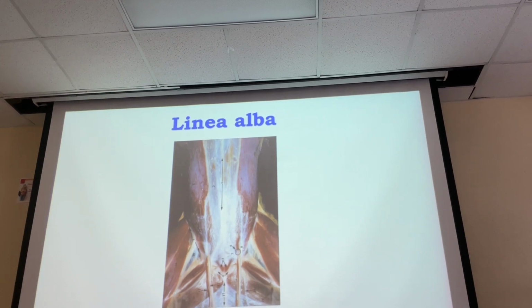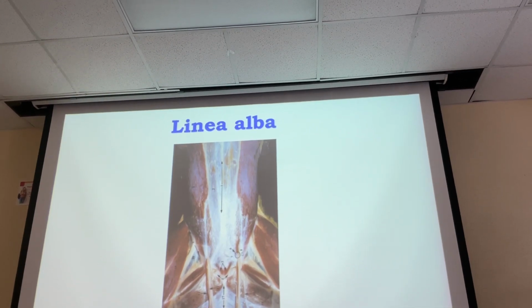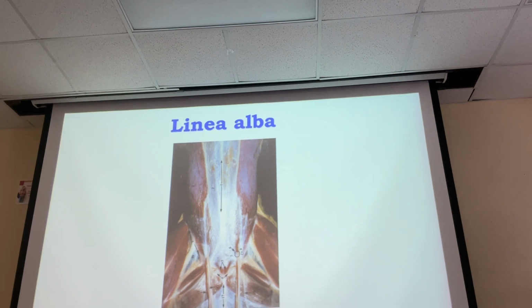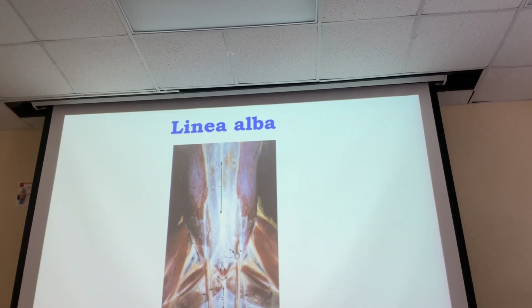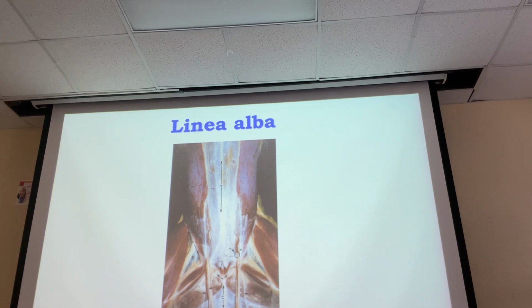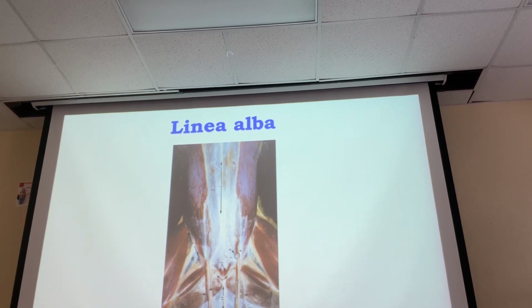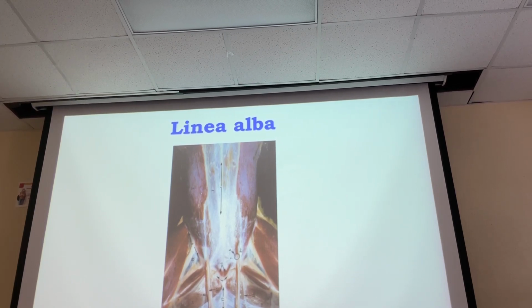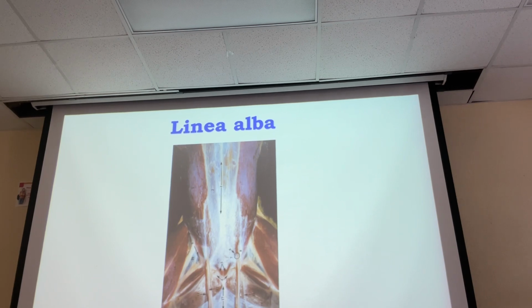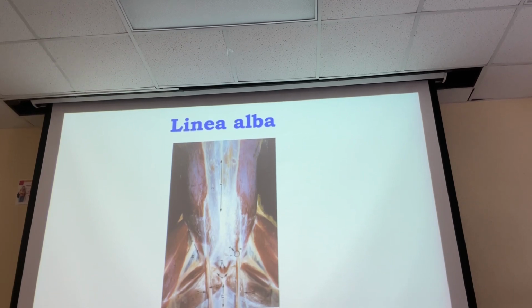What is this here? Superficial inguinal ring. Now, what is this here? Vaginal process in a female. This looks like a female? This is the vaginal tunic. This is the spermatic cord.